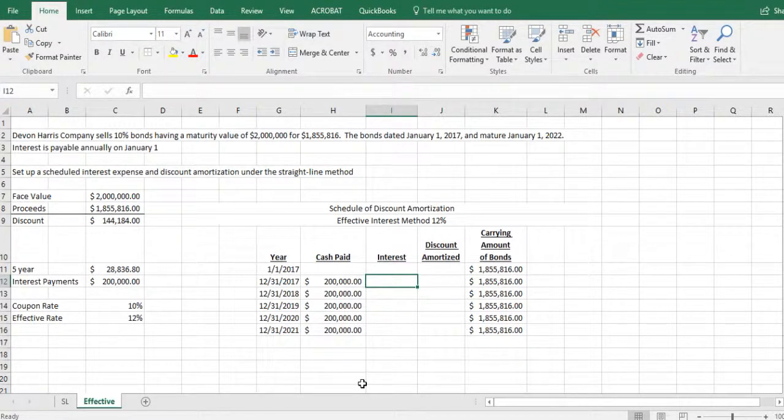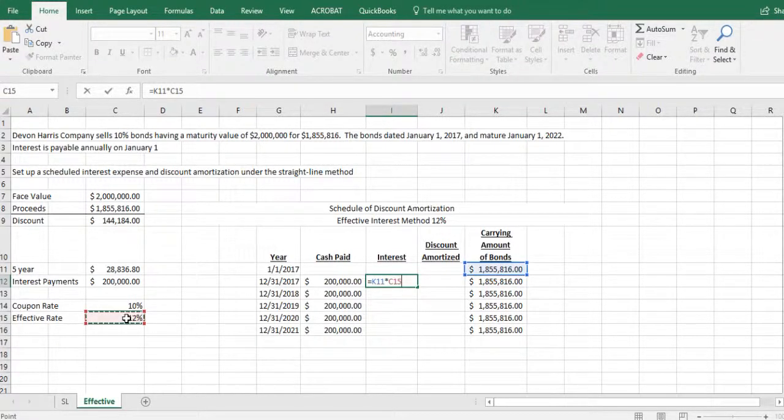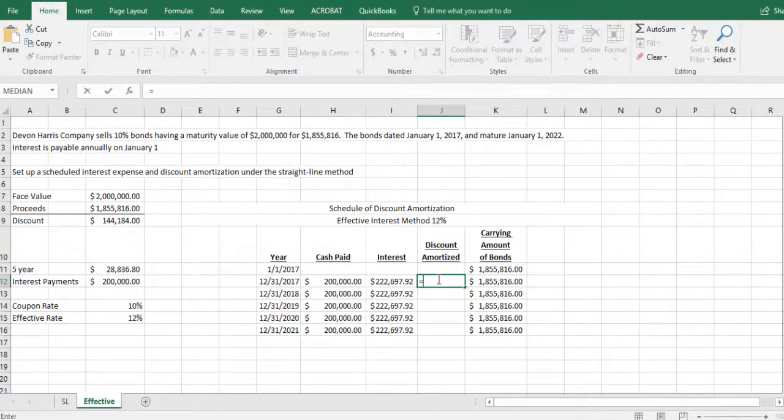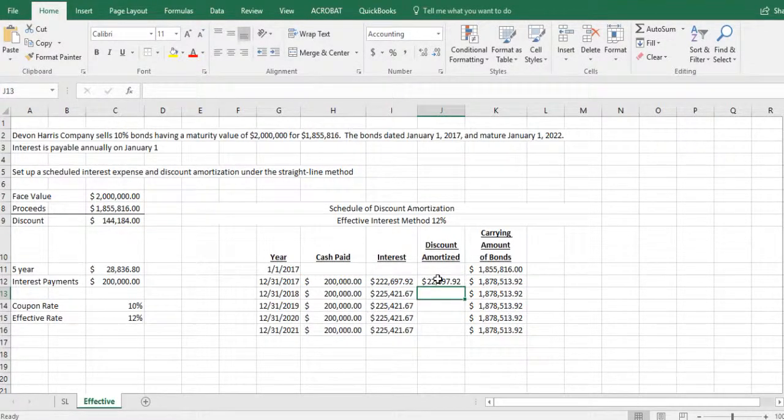So the first thing we do is calculate the carrying value of the bonds multiplied by the effective interest rate. Now that effective interest rate is not going to change over the course of the life of the bonds, not in percentage, but in amount it will. And I'll pull that down. So the amount of discount that gets amortized is going to be the difference between the interest expense and the cash paid.